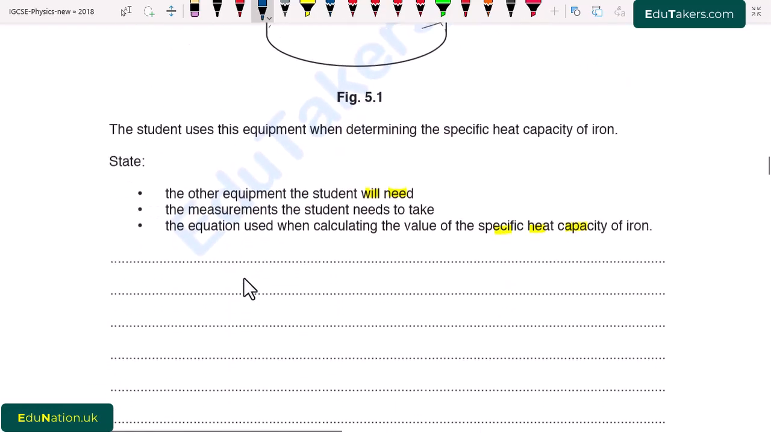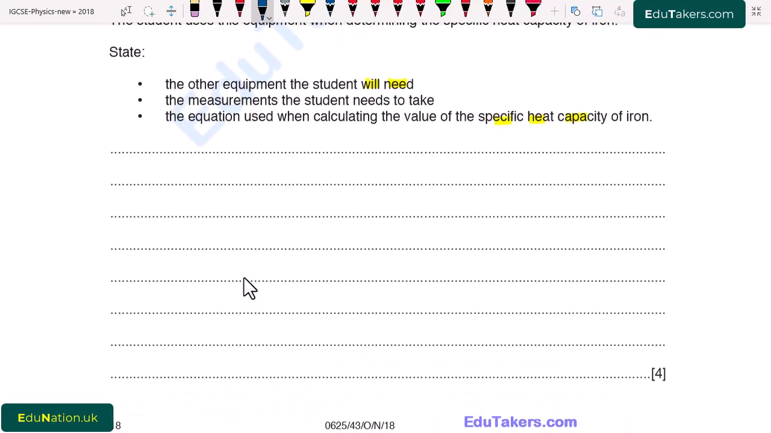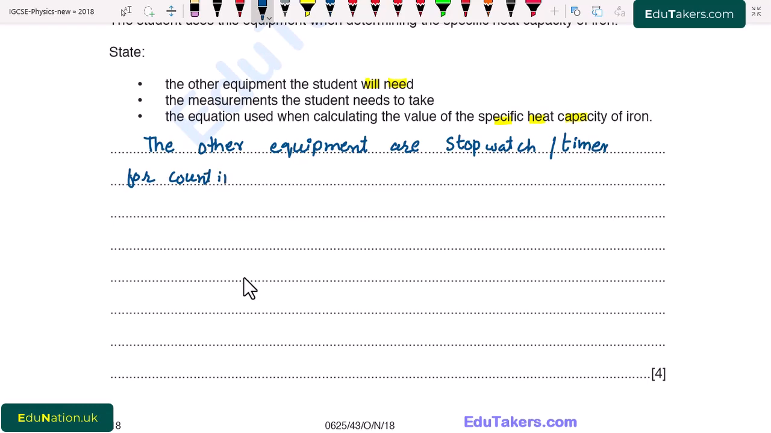So I write here the other equipments are stopwatch or timer for counting time, and there is also a balance or scale, and power supply.